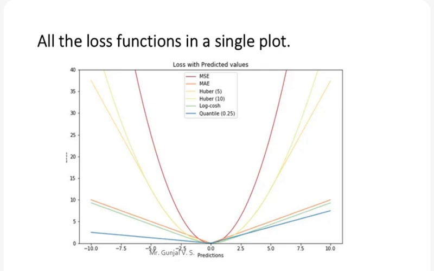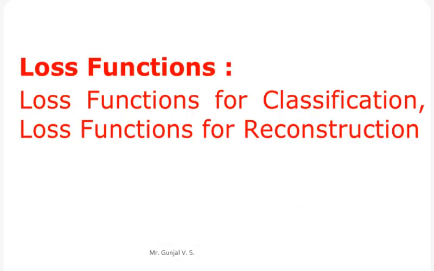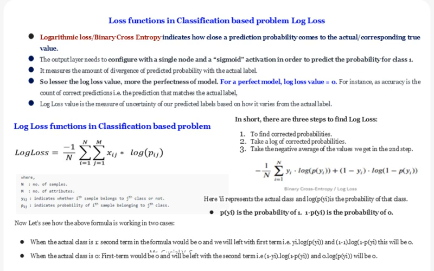This plot shows a comparison of different loss functions, including MSE, MAE, Huber, Log-Cosh, and quantile, highlighting their behavior with predicted values. Loss functions can be categorized into those used for classification and those used for reconstruction, each serving different purposes in machine learning models. Logarithmic loss, or binary cross-entropy, measures the accuracy of a classification model by comparing predicted probabilities to actual class labels. It is crucial for binary classification problems.